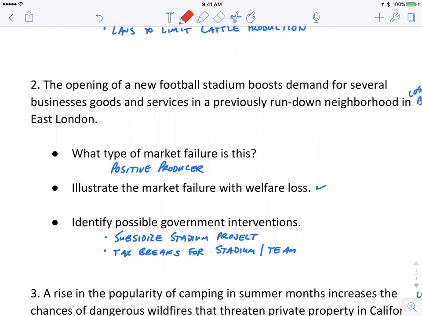Number two, opening a new football stadium in a community boosts demand for several businesses. This is a spillover effect of a positive producer externality. How could we intervene and create those sort of opportunities? You could certainly subsidize the stadium project. And I tried to come up with another example. Certainly subsidizing or paying outright for the stadium is the best example. But you could have tax breaks for the team or the stadium, or the stadium businesses like the vendors who operate there, for setting up in that community. That's certainly also another option.